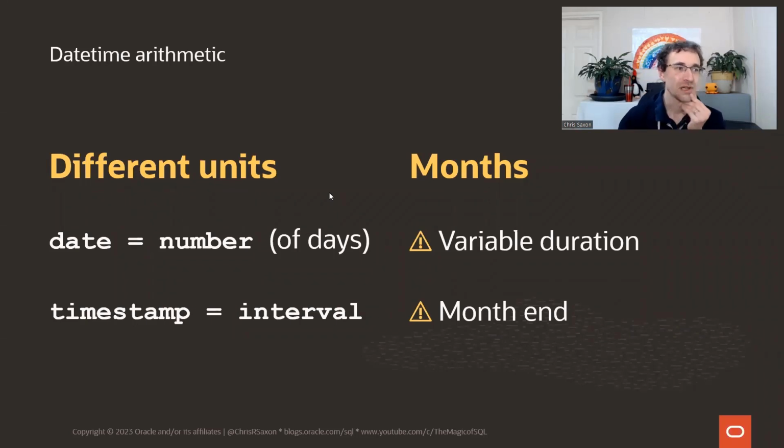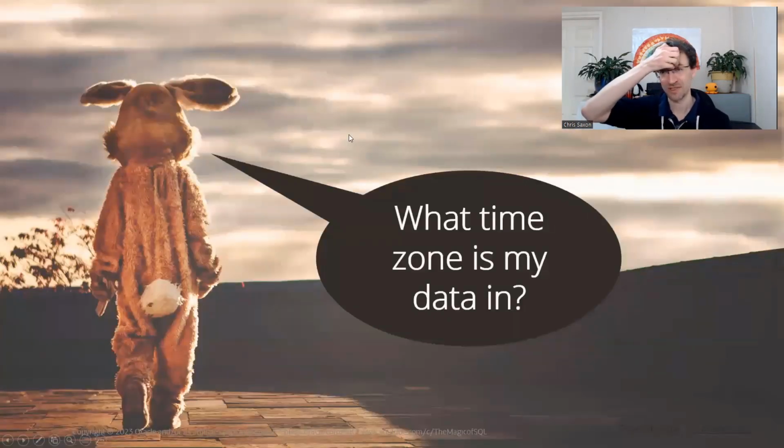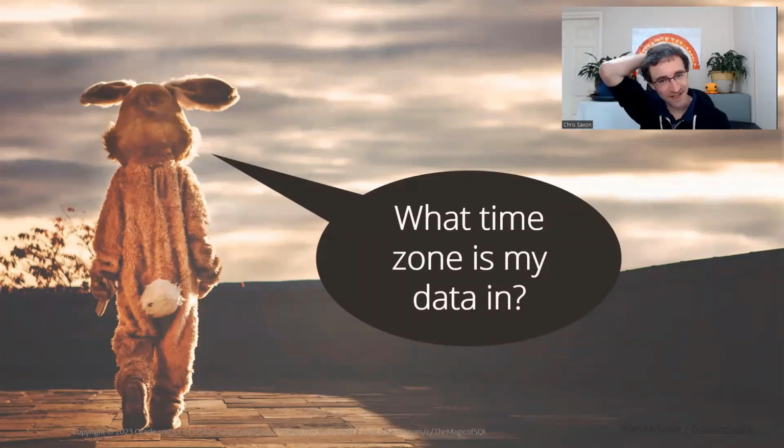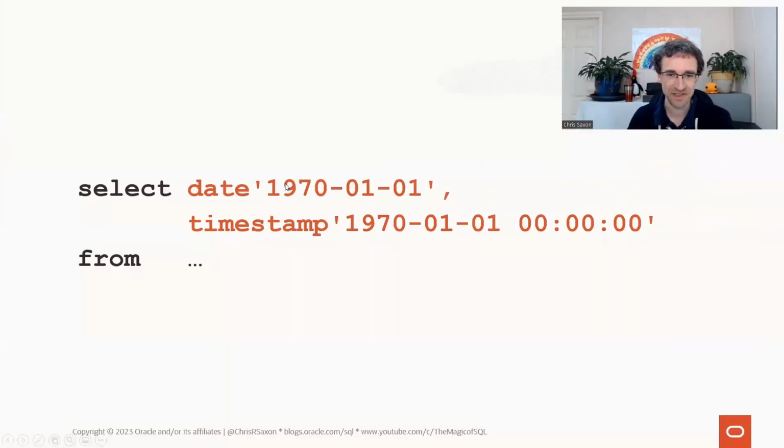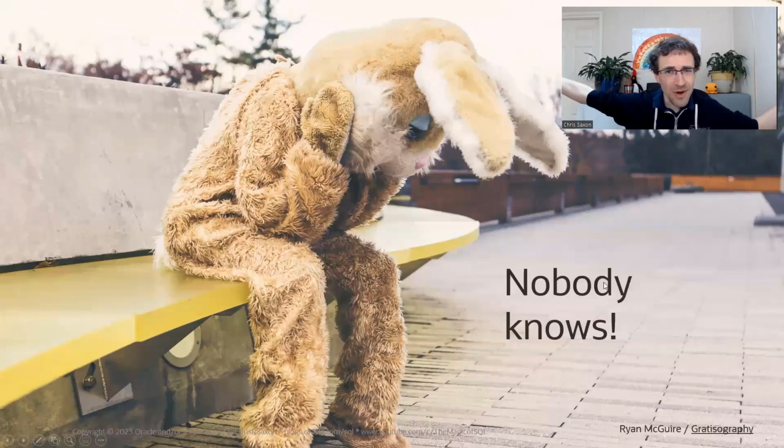Okay, all right. So we've talked about the actual date time data types. We talked about arithmetic, and something I said I would cover at the end, time zones. One thing I've seen people occasionally ask is, what time zone is my data in? Now, the first thing to note is if there is no time zone information in your data, so here we've just got a plain date and a plain timestamp, there is no time zone with it. The answer is nobody knows.